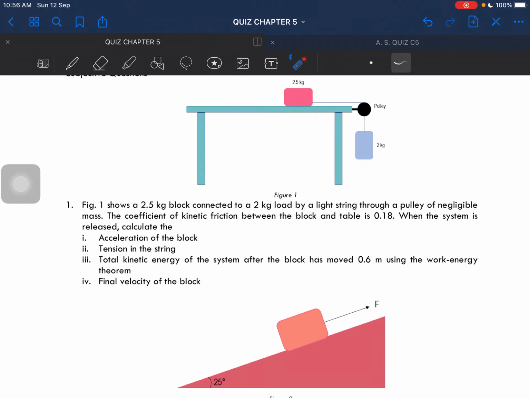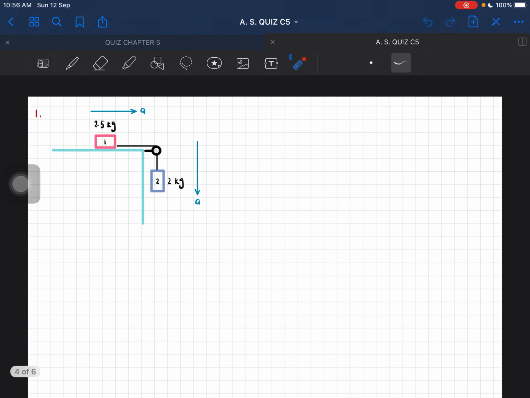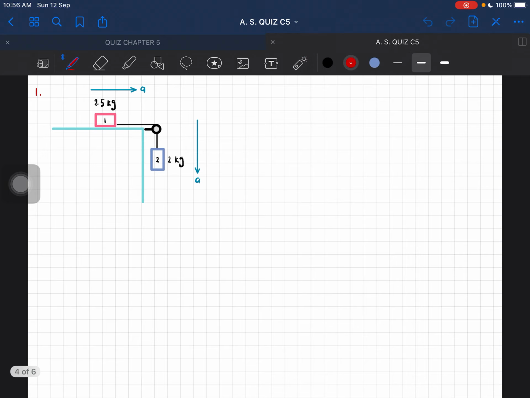When the system is released, we have to calculate the acceleration of the block, the tension, as well as the total kinetic energy of the system after it has moved 0.6 meter using the work energy theorem. And then lastly, we have to find the final velocity of the block. So I've drawn it like this. First we have the information. What information do we have? It's just the coefficient of kinetic friction, which is 0.18.